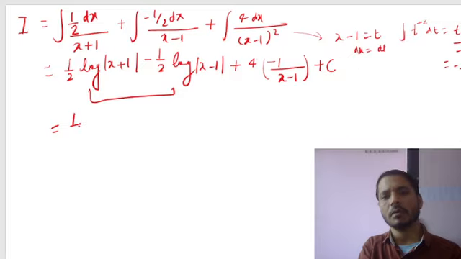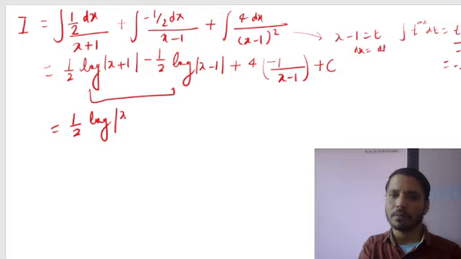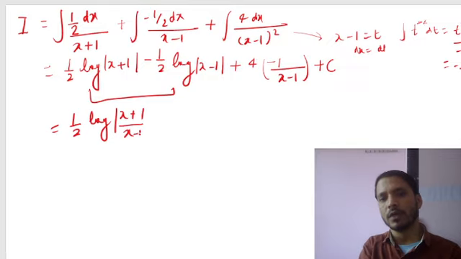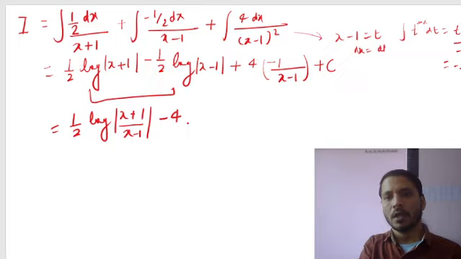Here if you see these two terms, we can apply the log properties. We can take 1 by 2 common, and the remaining log will become x plus 1 divided by x minus 1, and this 4 will become minus 4 divided by x minus 1, plus c.